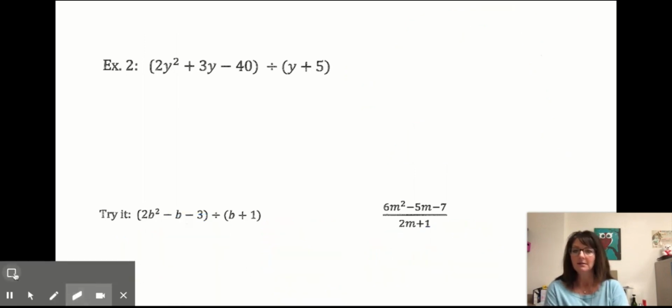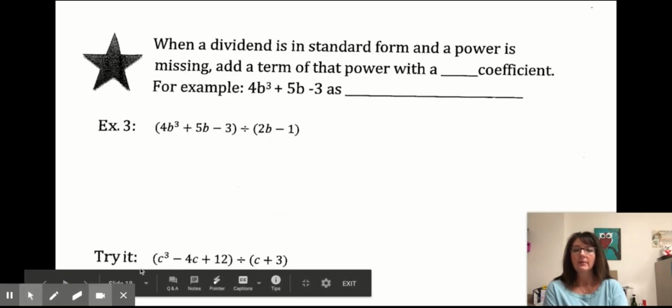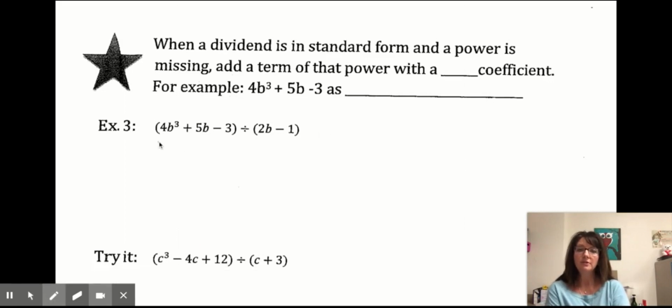All right, so the only other thing we have to understand is if it's in standard form, which our dividend usually is in standard form, and there is a power missing, we need to add a term of that power with a zero coefficient like a placeholder.